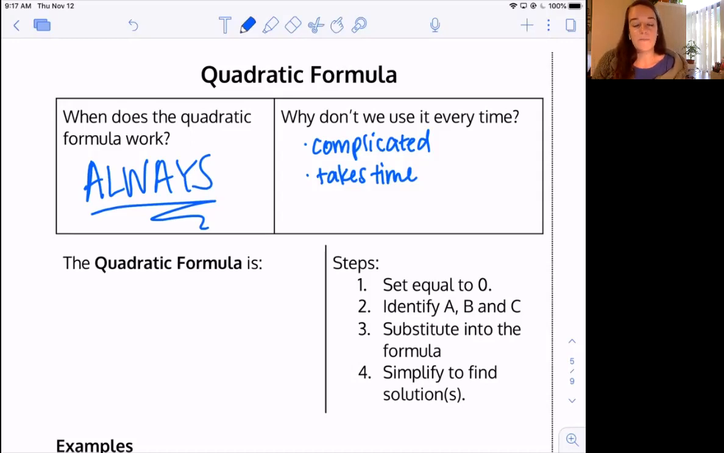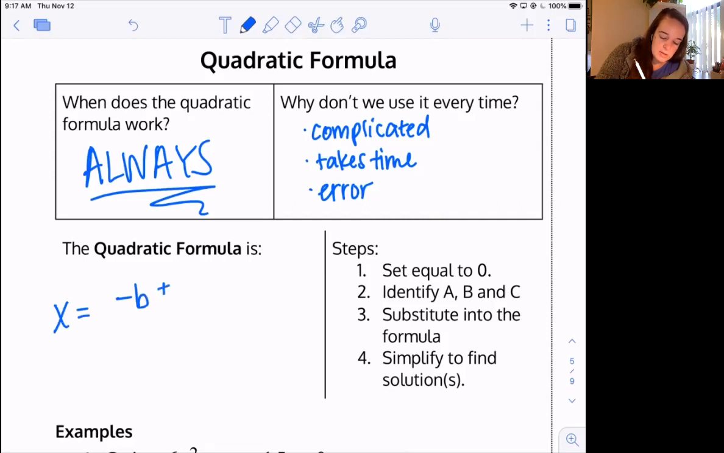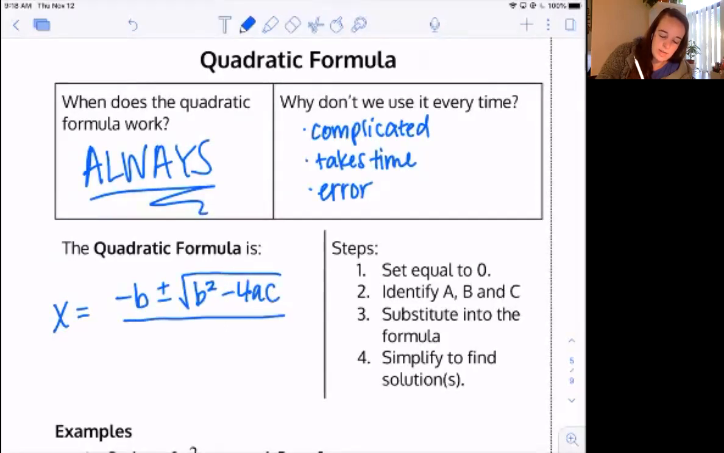All right. So the quadratic formula works all the time. Why don't we use it every day? It's complicated. It takes some time. There's a potential for error, right? So we just want to be careful when we're doing it. All right. So the quadratic formula is x equals negative b plus or minus the square root of b squared minus 4ac over 2a.